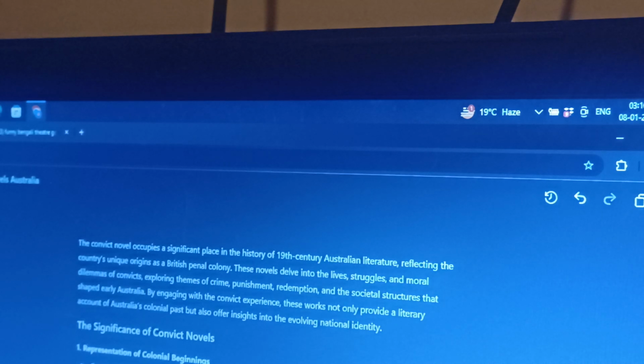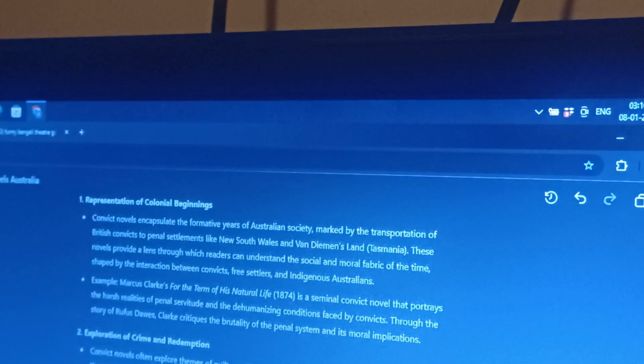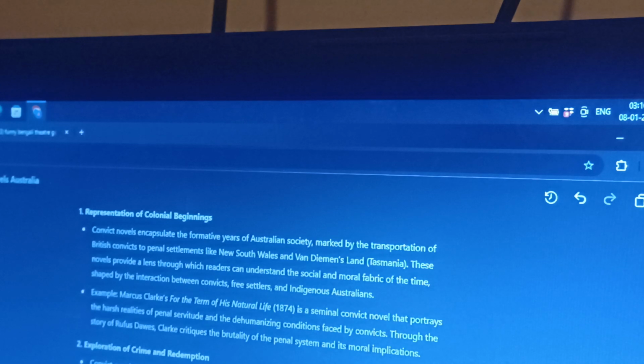By engaging with convict experience, these works not only provide a literary account of Australia's colonial past, but also offer high insights into the evolving national identity. The significance of convict novels. Representation of colonial beginnings. Convict novels encapsulate formative years of Australian society marked by the transportation of British convicts to penal settlements like New South Wales and Van Diemen's Land, Tasmania. These novels provide a lens through which readers can understand the social and moral fabric of the time, shaped by the interaction between convicts, free settlers, and indigenous Australians.